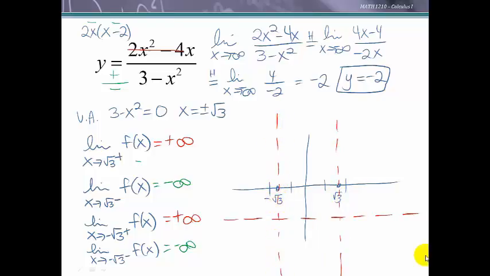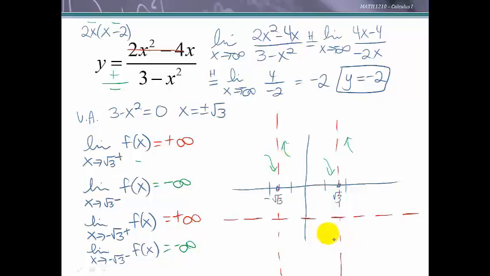And we haven't yet found points on the graph, but we do know that as we approach square root of 3 from the right hand side, we would be going towards infinity, and from the left hand side towards negative infinity. And as we approach negative square root of 3 from the right hand side, we'd be going towards infinity, and from the left hand side towards negative infinity.